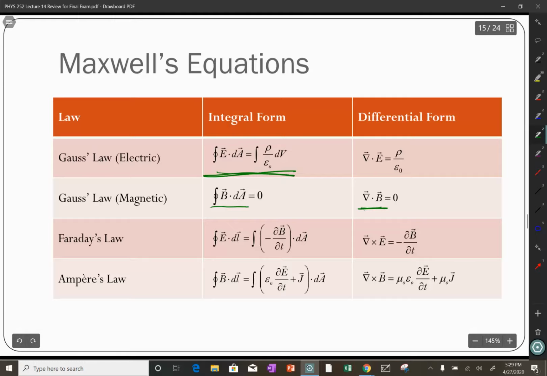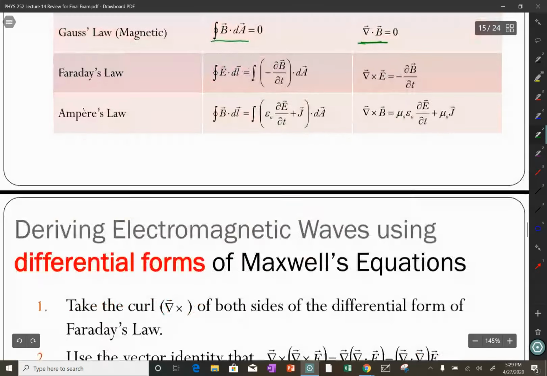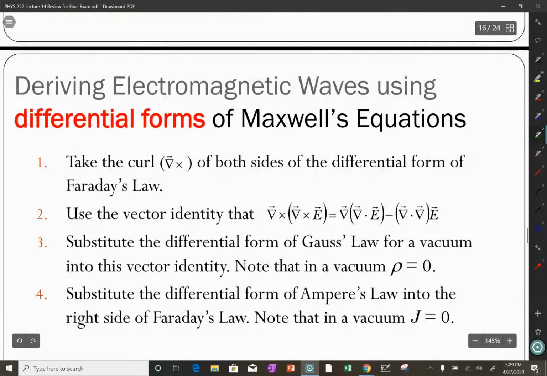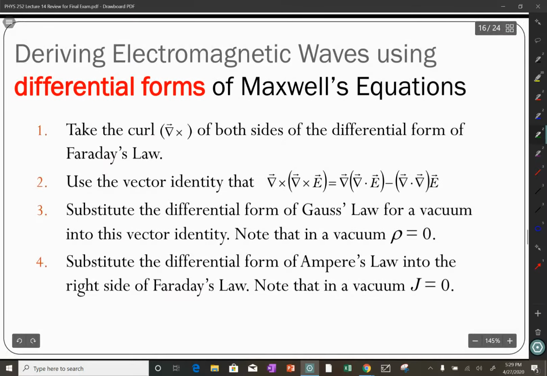Faraday's law says that a changing magnetic field will induce an electric field. And Ampere's law says a changing electric field will induce a magnetic field. And so if we combine these as described with these four steps, then we can derive a wave equation. So, you can go back and look at the lectures when we went through that.